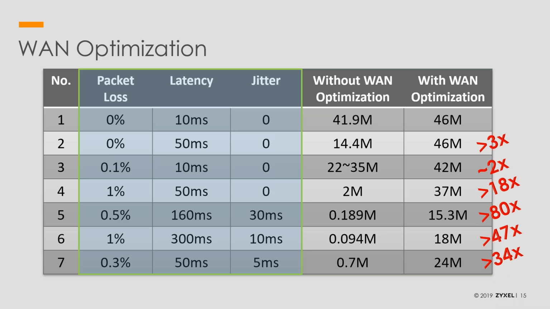And from this chart, we can clearly see that the worse the connection, the more benefits we see from the SD-WAN solution and the WAN optimization part of it. So line number 1 is pretty much an optimal connection that there could be available. So we see, of course, some improvement, but not that much. The more latency, more packet loss, more jitter, the more benefits we see from WAN optimization.